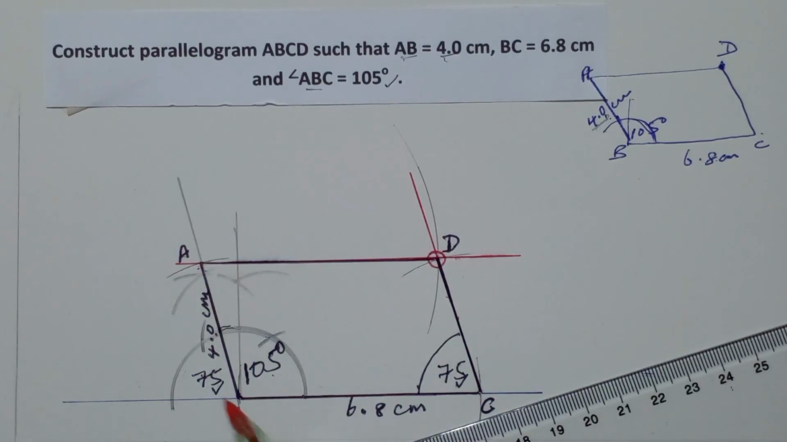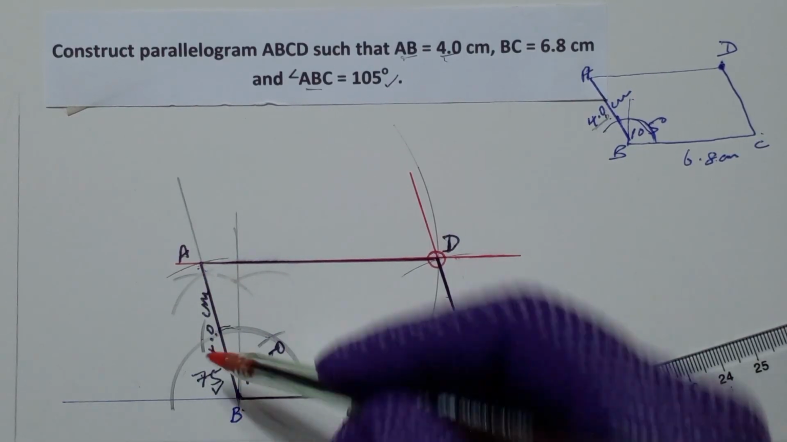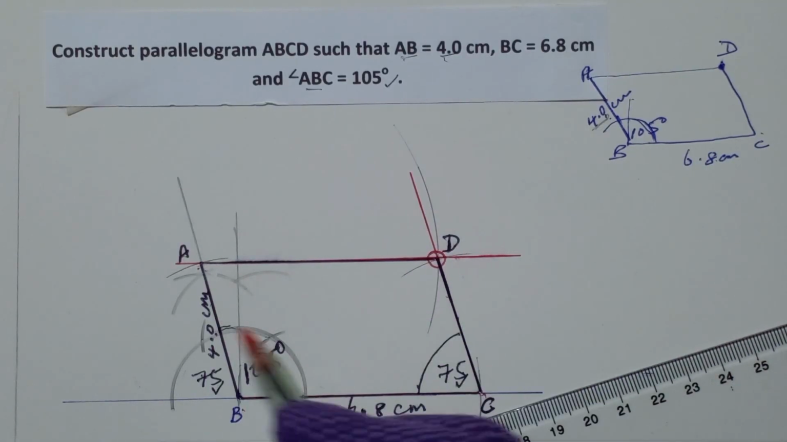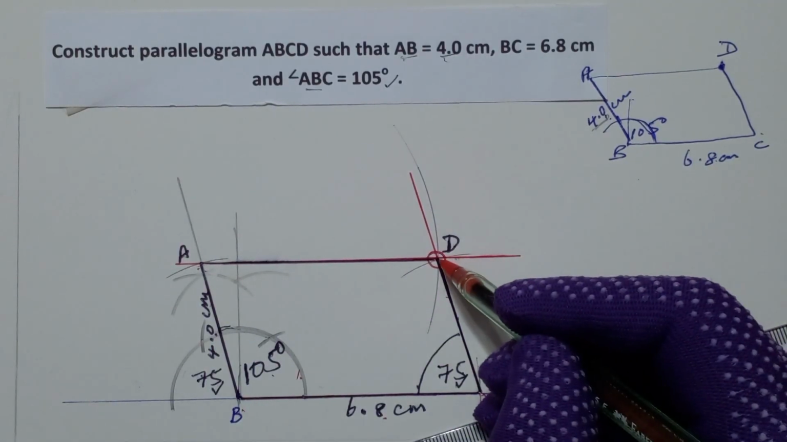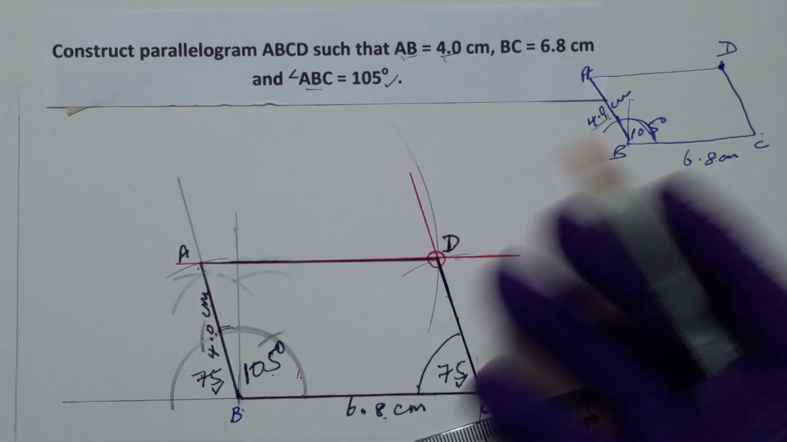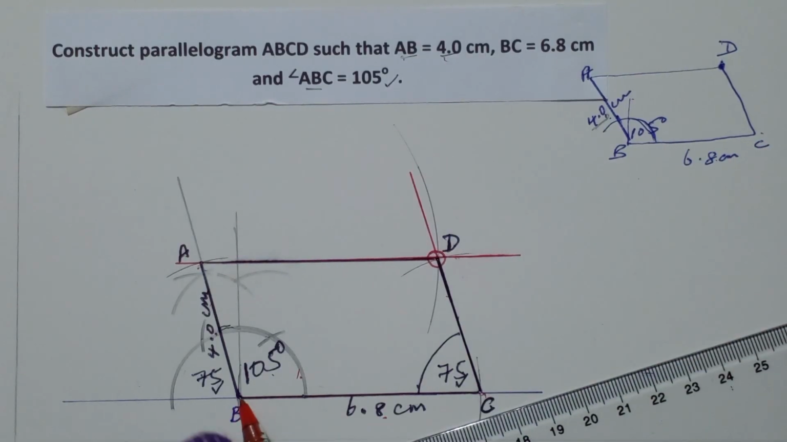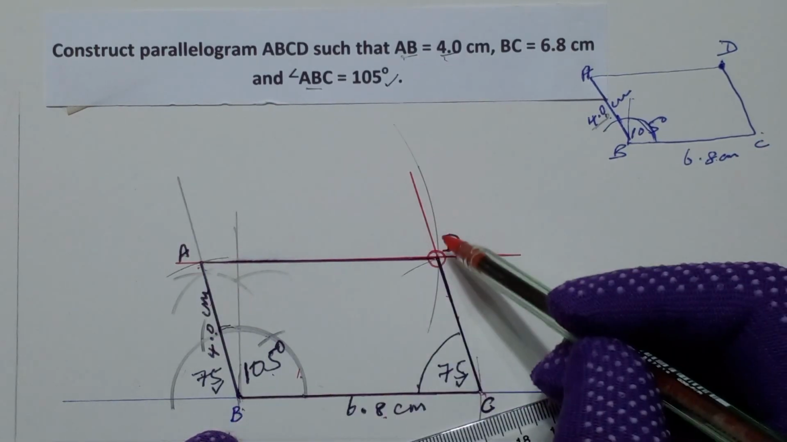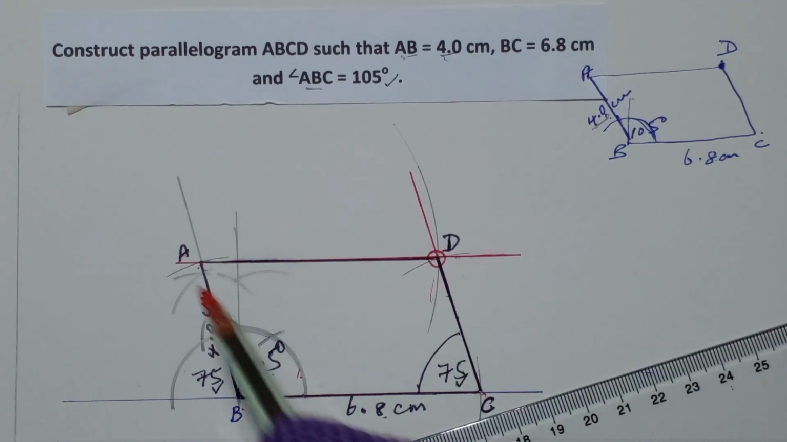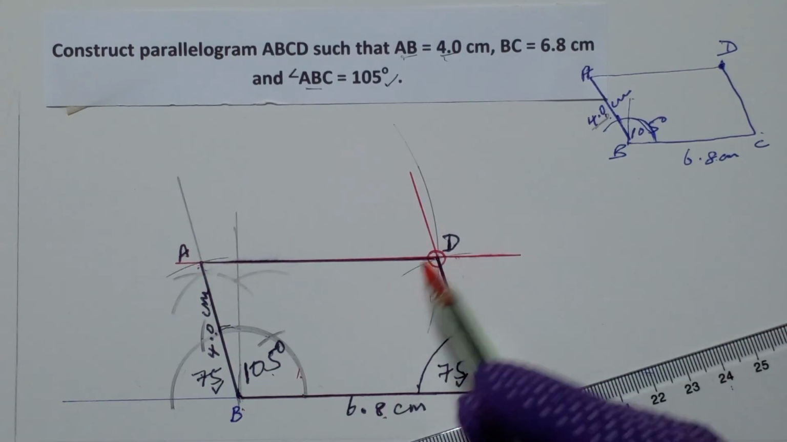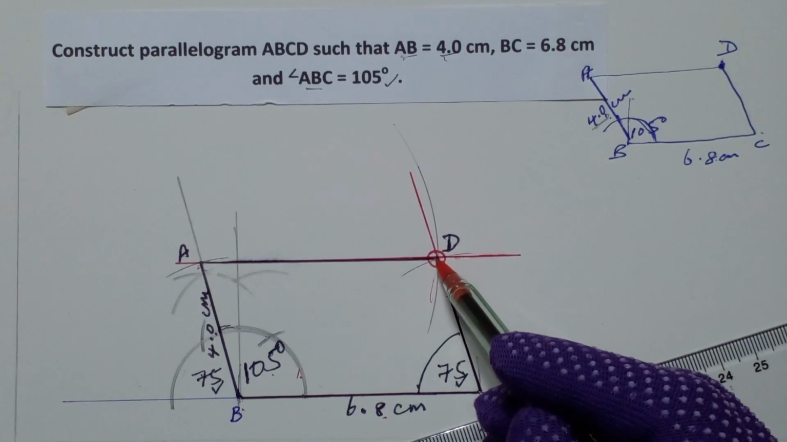As long as you get A, B, C, 6.8 centimeters, 4.0 centimeters, 105 degrees. Getting this point D here, you have 3 ways. Take this measurement BC and come at A and make an arc, and then take this measurement AB, come at C and make another arc. The 2 arcs will intersect there.